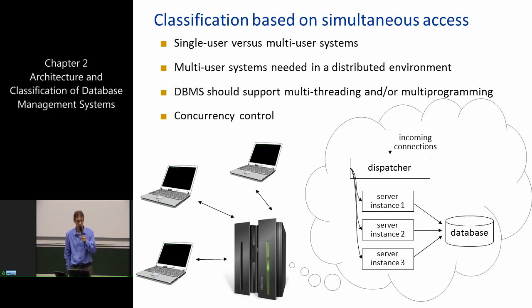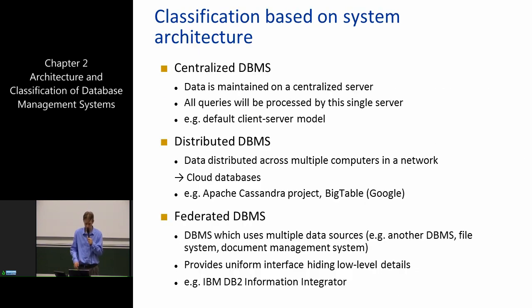Again, this also relates to concurrency control. The DBMS should have facilities for concurrency control to allow multiple users to simultaneously access the information using concurrency control facilities. So that is really very important, especially in today's networked distributed environment.